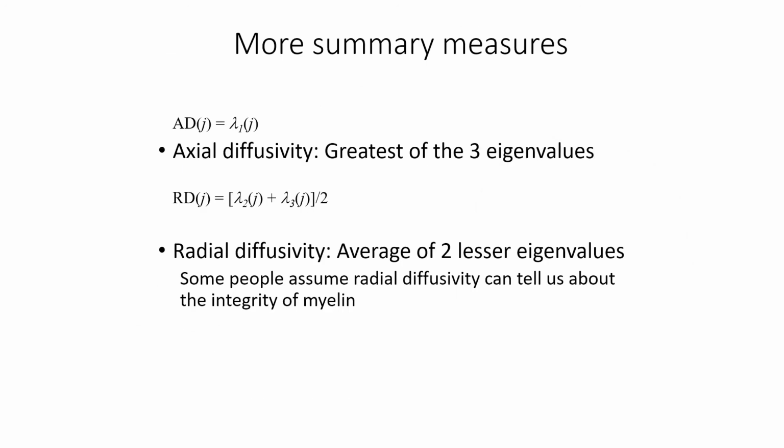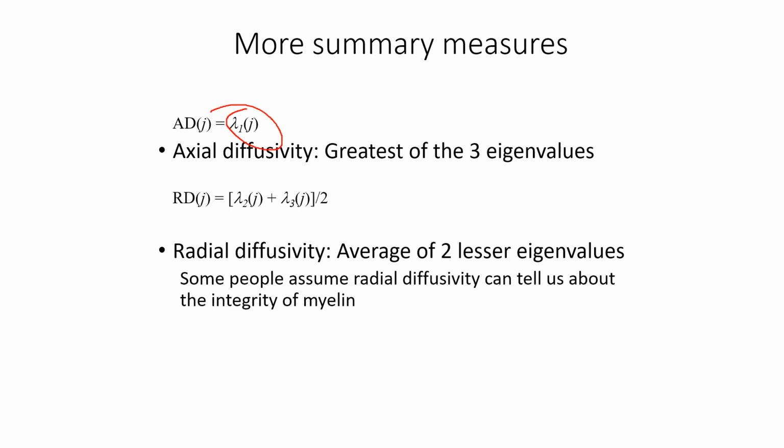You have other summary measures, what we call axial diffusivity. That's the greatest of the 3 eigenvalues. Again, that's just our lambda 1. We also have radial diffusivity. That's the mean of lambdas 2 and 3. Radial diffusivity, the assumption is that it can tell us about the integrity of myelin.